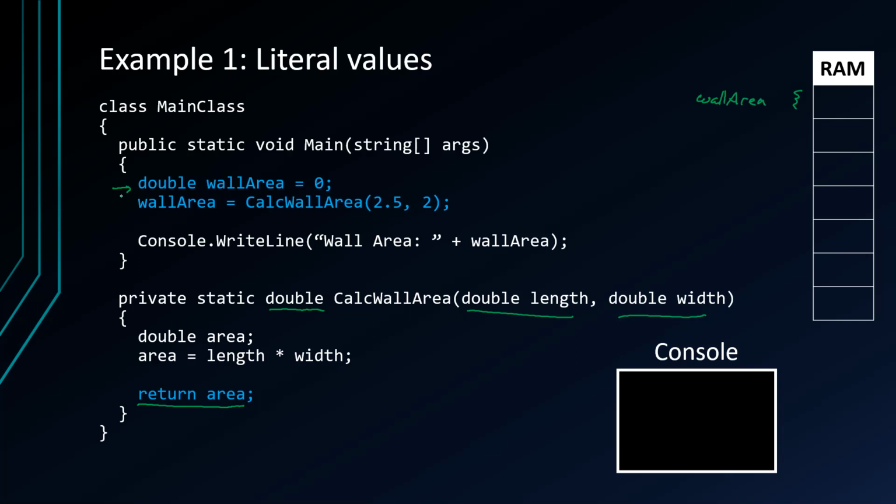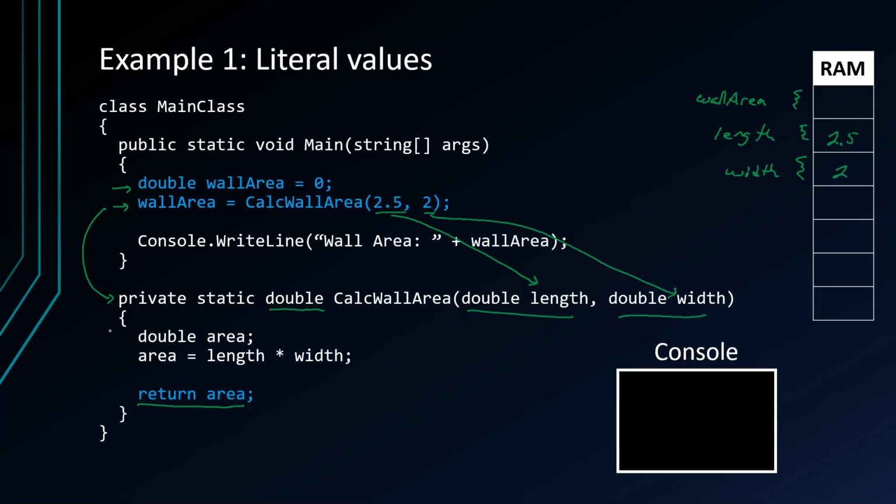Okay. And then it's going to go down onto the next line, and it doesn't do the left-hand side of the equal sign yet because it has to finish the right-hand side. So it's going to see this. It's going to jump down into our signature line of our function. It's going to say, oh, I need to define two variables, one called length and one called width. Well, what are the values of those things? It copies this 2.5 into length, and it copies this 2 into width. So 2.5 goes into length, and 2 goes into width.